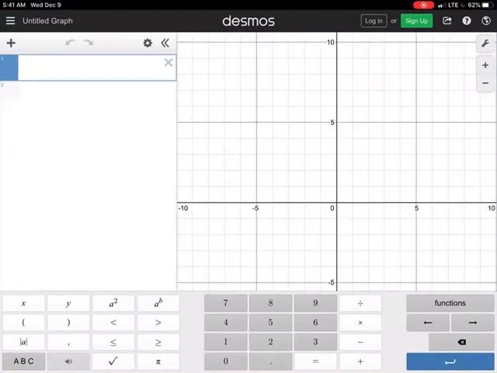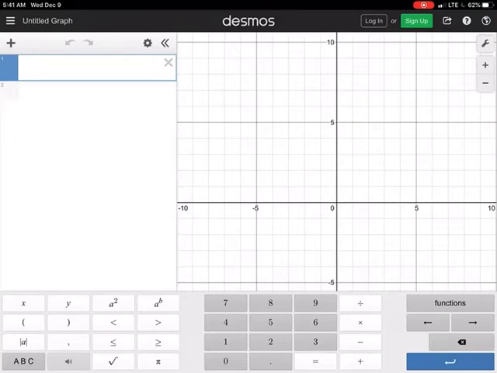So in case some of you are having issues using Desmos, you can use Desmos on a desktop computer just by Googling Desmos Graphing Calculator, and it should pop up something similar to this, or you can get an app for your phone or an iPad that is Desmos. This is the app on my iPad.